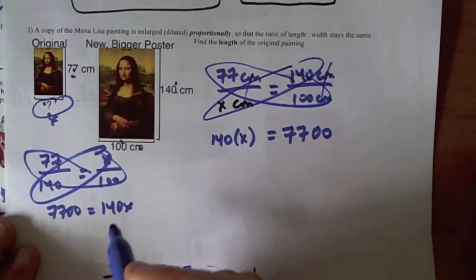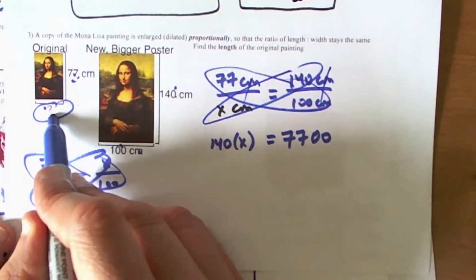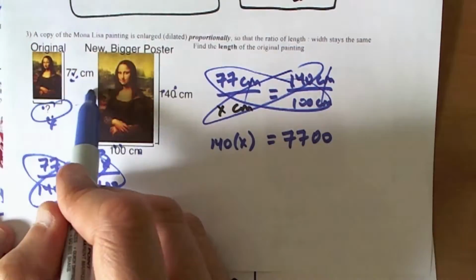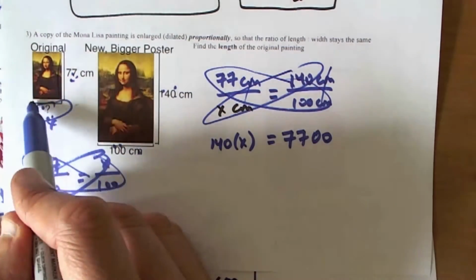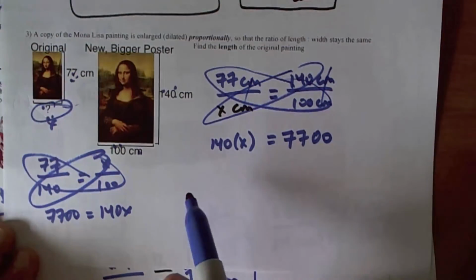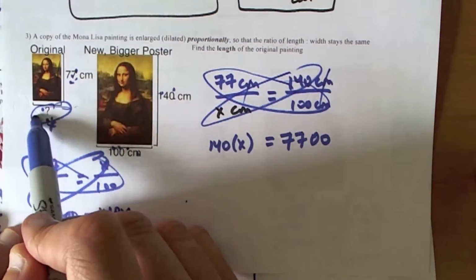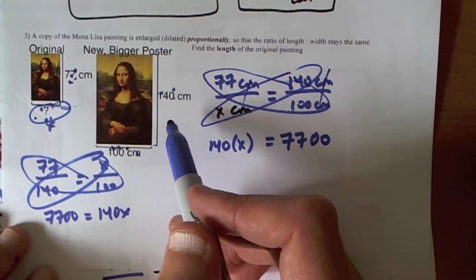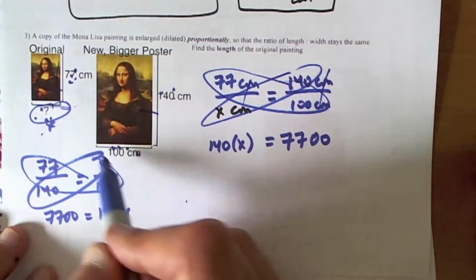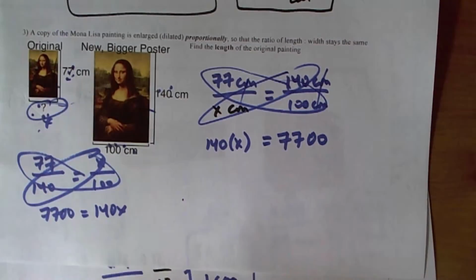So as long as I'm consistent with it, I could go this to this equals this to this. I could match up this to this equals this to this, right, because it blew up proportionally. I just can't be inconsistent. I can't be like 77 goes to 100 and x goes to 140. That wouldn't work. But as long as I'm lining things up, everything is cool.